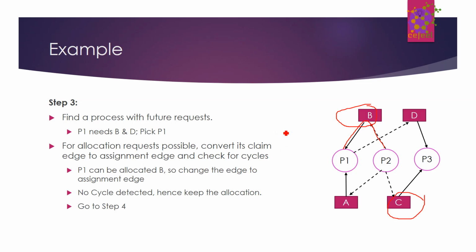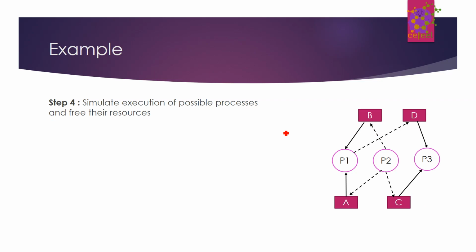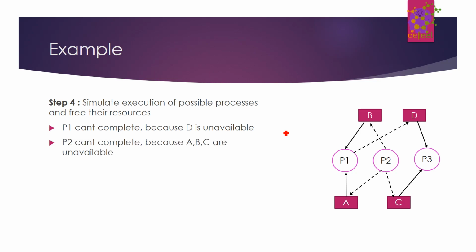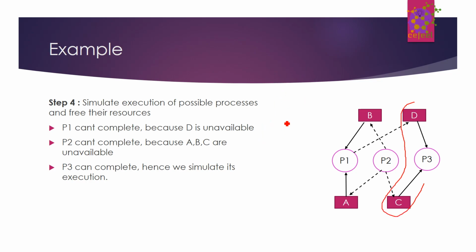So now we can go to step 4. So what does step 4 do? Step 4 sees if we can simulate and then make any of the process execute to its completion. So let's see. Can we do with P1? No, we cannot, because P1 needs D for its execution. So we cannot complete P1. P2 also we cannot complete because none of its required resources A, B, C are available. But P3 can complete because P3 now has D and C, and that's all it needs. So we can simulate process P3 and then we will complete it to execution.